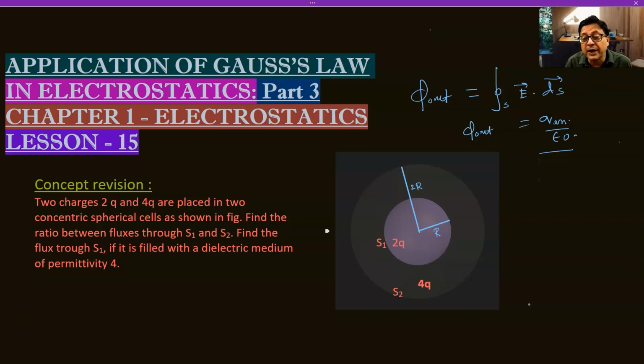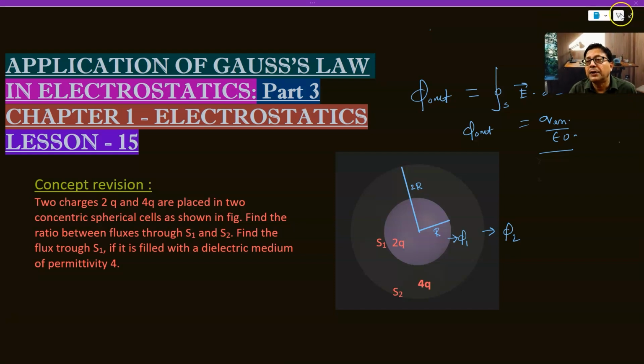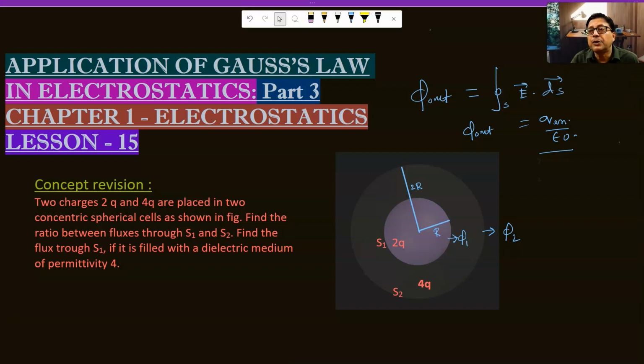So the flux coming out through the first surface, let it be phi 1. Through the second surface it is phi 2. Phi 1 and phi 2 are directly proportional to the charge enclosed. Obviously, no medium stated means it is filled with air. So phi 1 is going to be charge enclosed by E0 here.